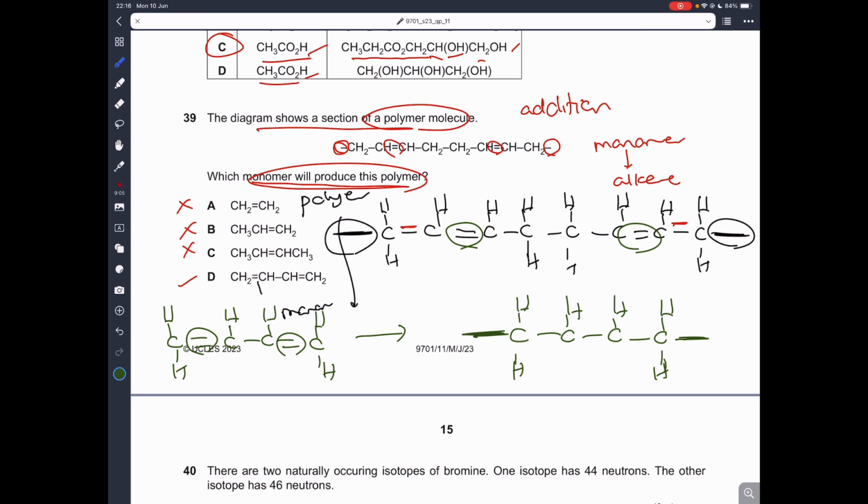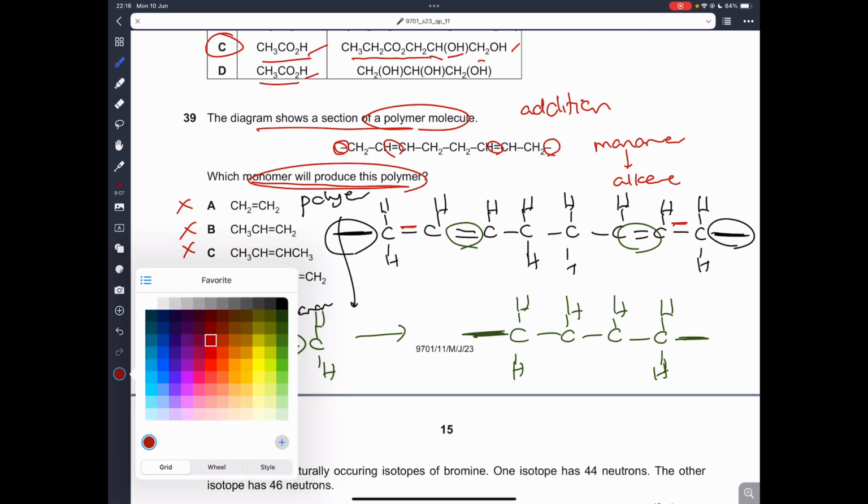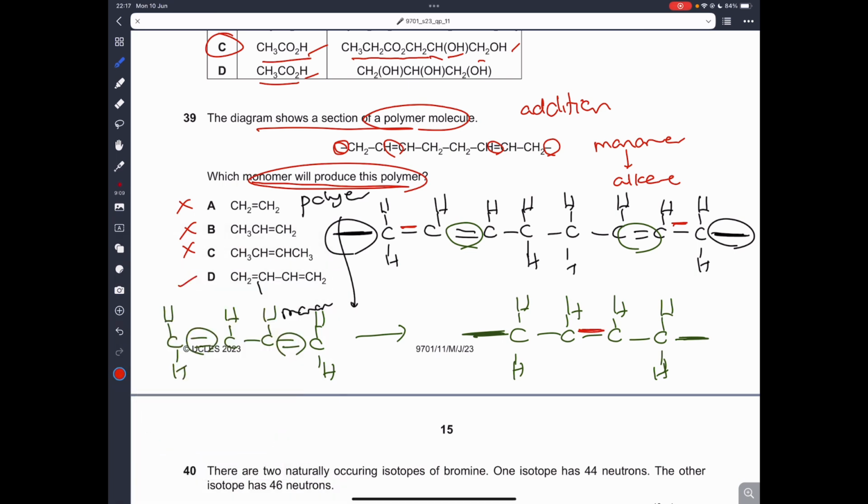Now, because we open the double bond, a new double bond is going to form. A new double bond is going to form between these two central carbon atoms, between this one and this one. Because we open this one here and here, these double bonds are going to go here. So actually, a new bond is formed when they are joined up in the polymer.